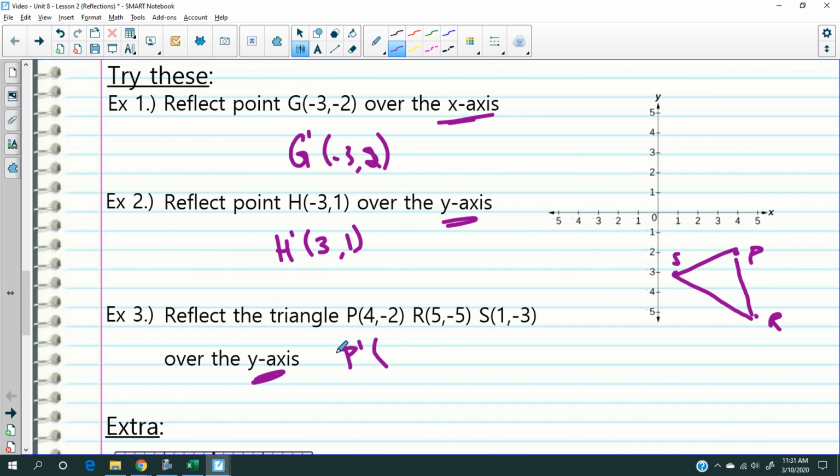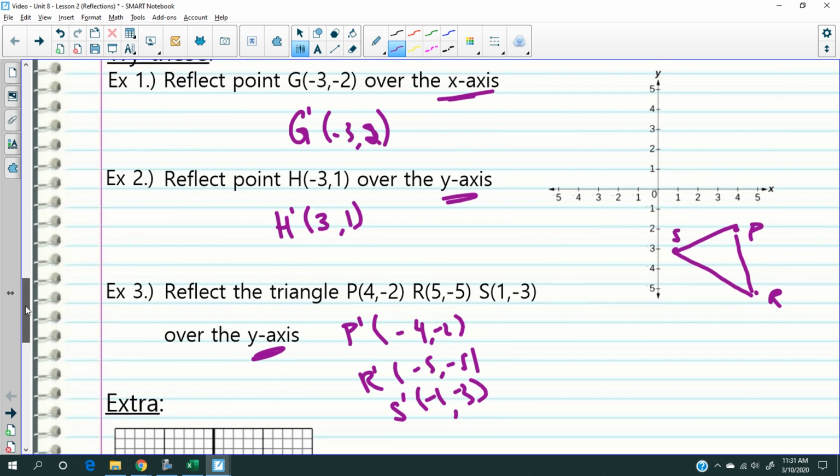This is right, because if you flip it over the y-axis, the x changes. So -4, -2. R prime is -5, -5. And S prime is what? -1, -3. So there you have it. So you plot those points down and you'll get your triangle, okay?